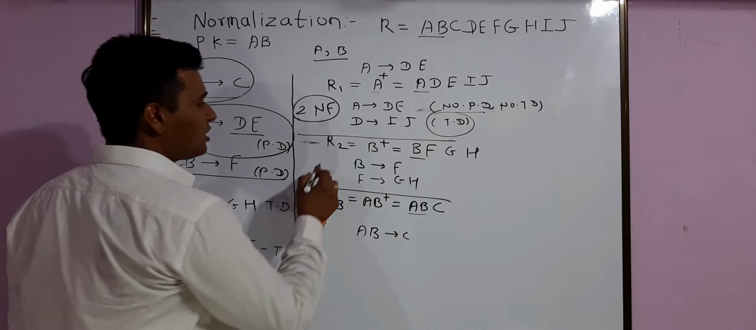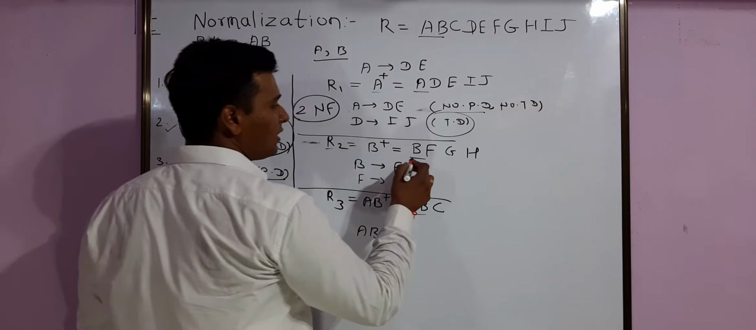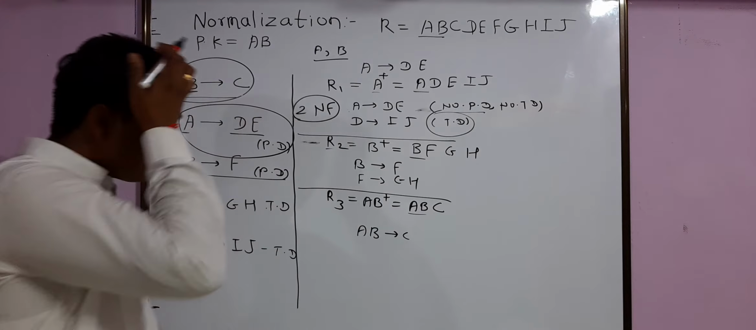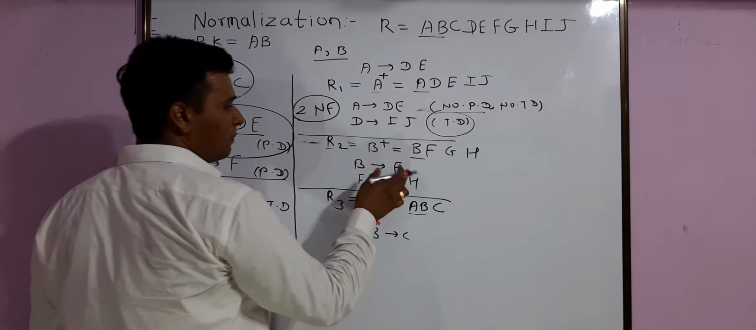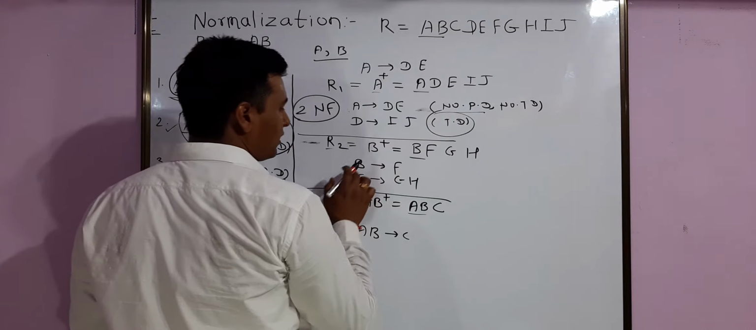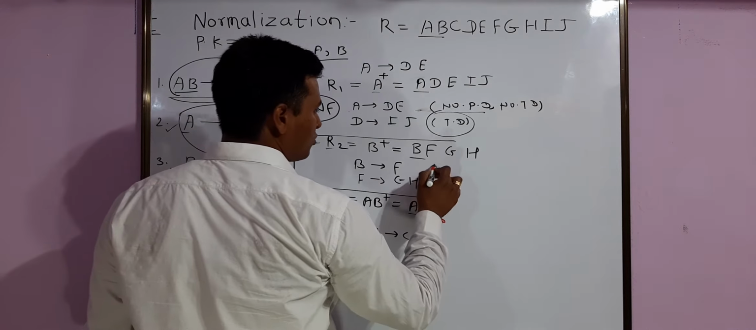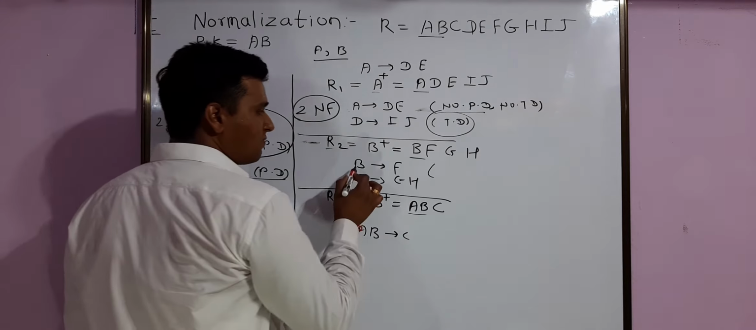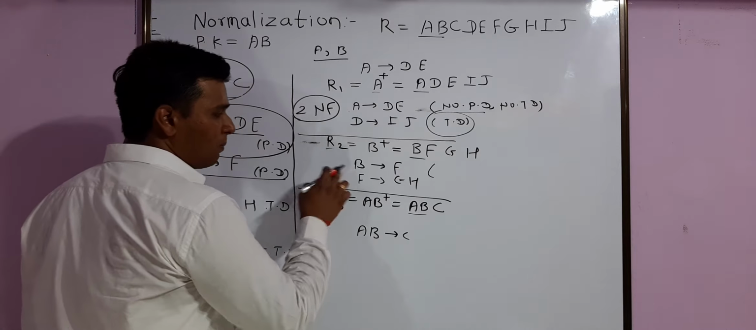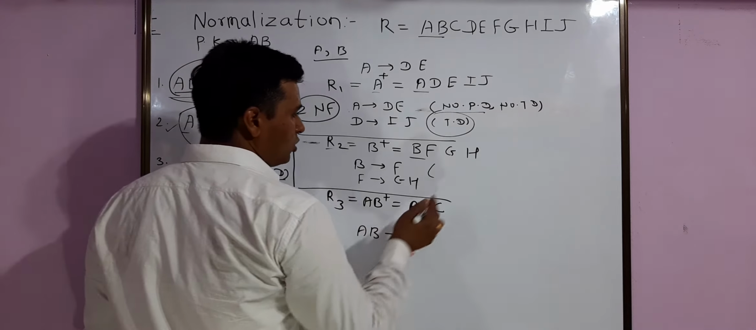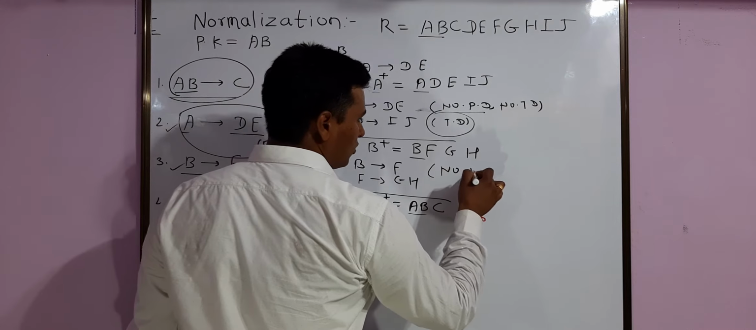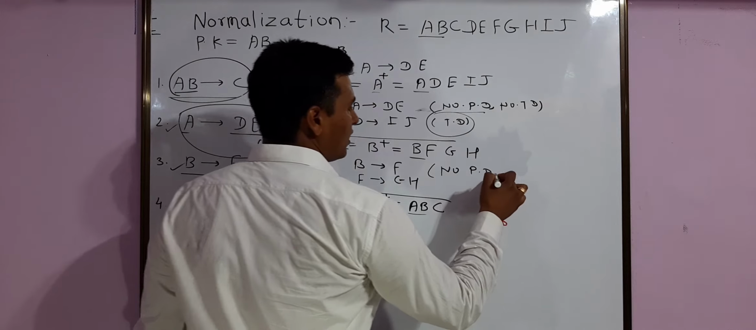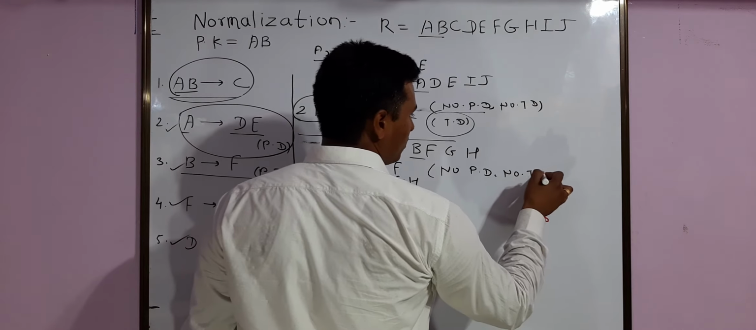Okay. Now let's think about R2. What is the key in here? A, B is the key in this case. Okay. Now we will check the functional dependencies of R2. Here B determines F. Can you say here any transitive or partial dependency? Here is no partial dependency. Why? Because B is not part of a key. B is the complete key determining a non-key attribute. You can say that no partial dependency, as well as here no TD. TD means what? Transitive dependency.